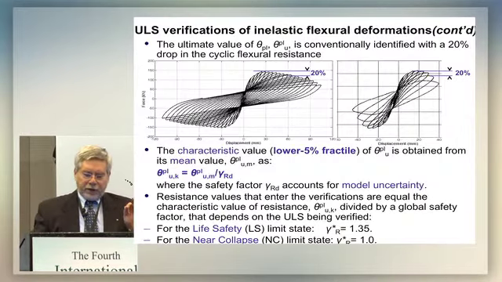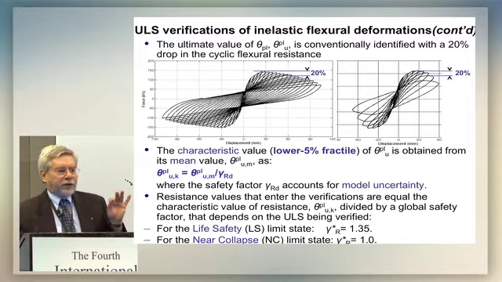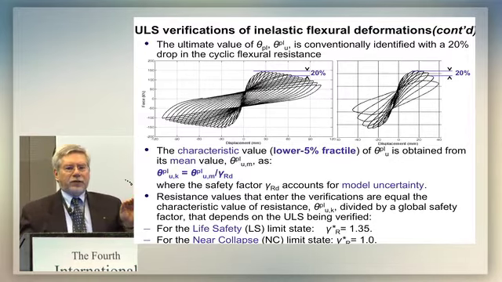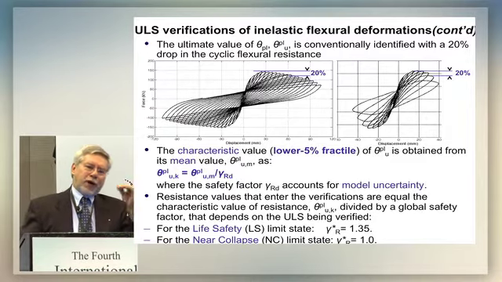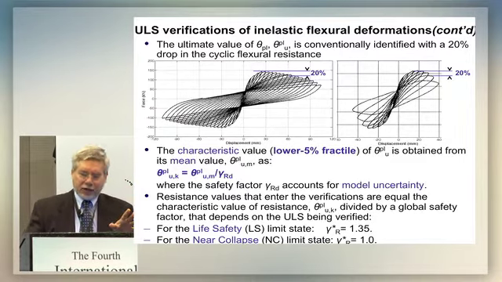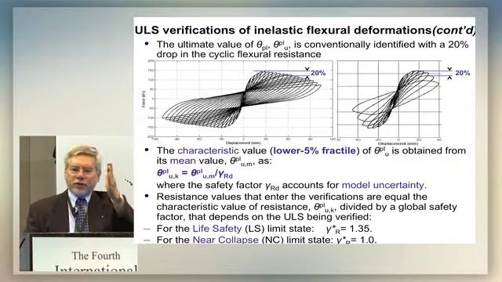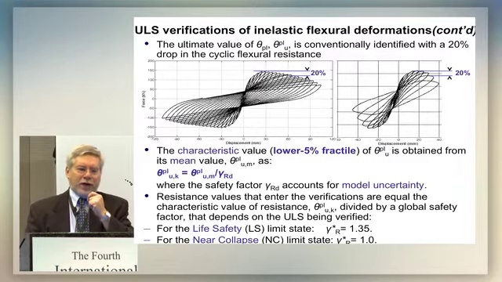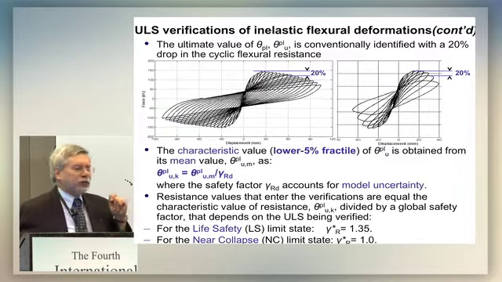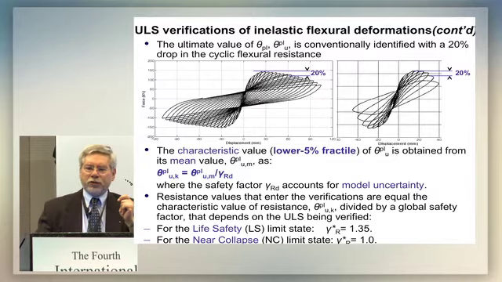So the ultimate deformation is defined in terms of rotations, plastic hinge rotations or plastic part of the chord rotation. It's the same thing, essentially. In which, though, one has to lump the nonlinear part of the fixed end rotation due to slippage of the bars from the anchorage zone. And we have to define conventionally what ultimate deformation means.